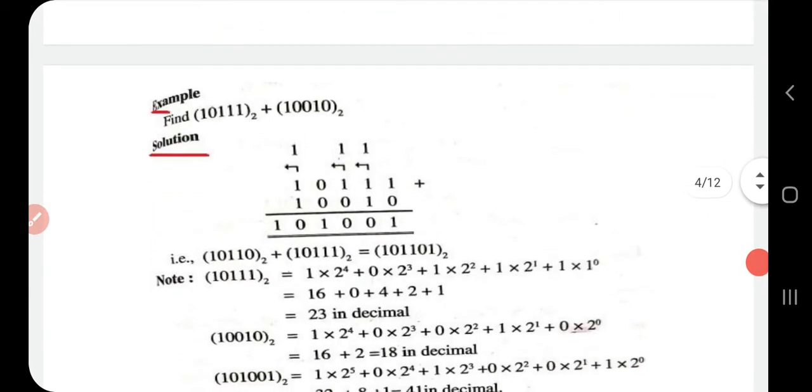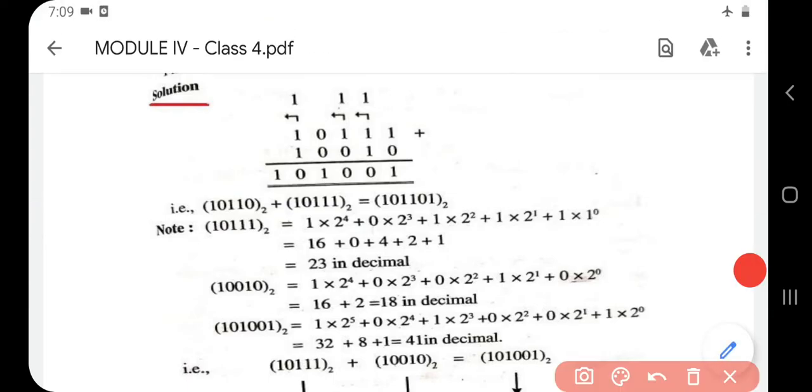Now another example, that is 10111 plus 10010. Again you are going to add. Okay, 1 plus 0 is 1, 1 plus 1 is 0 with a carry 1, that is written here. Again 1 plus 1 is 0 with a carry 1. So 1 plus 0 plus 0 will be 1. 1 plus 1 is 0 with a carry 1. Since there is nothing to add here, you will write that one here.